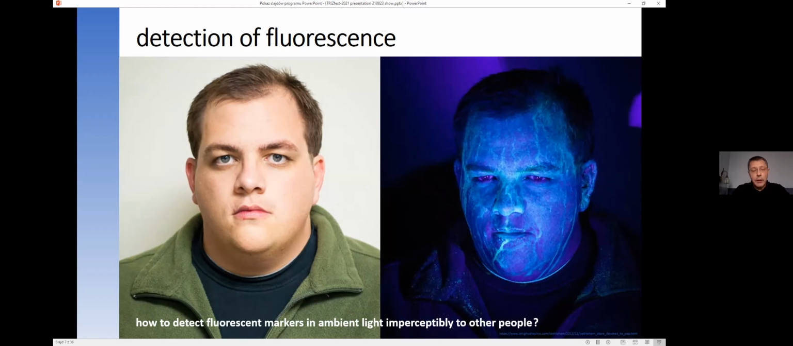Another scenario yielding similar requirements would be checking banknotes to identify those marked as coming from a bribe or ransom. For such cases, we want the detection to be, first of all, performed in ambient light conditions, and then to be performed in a way which is imperceptible to the suspect and to the other people witnessing the examination. And this is our challenge.